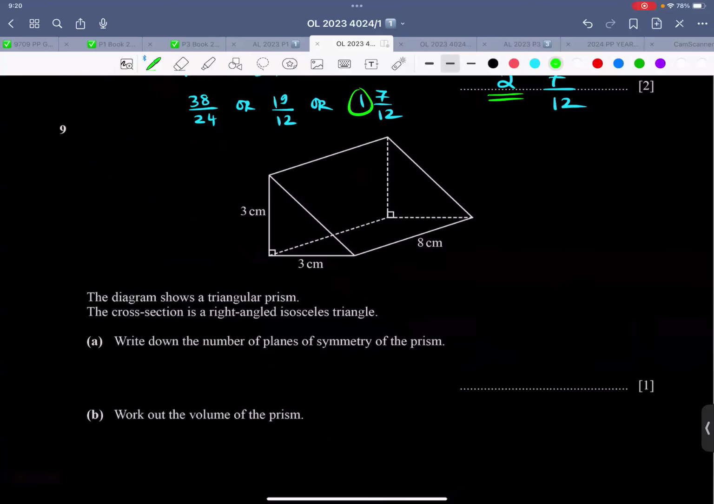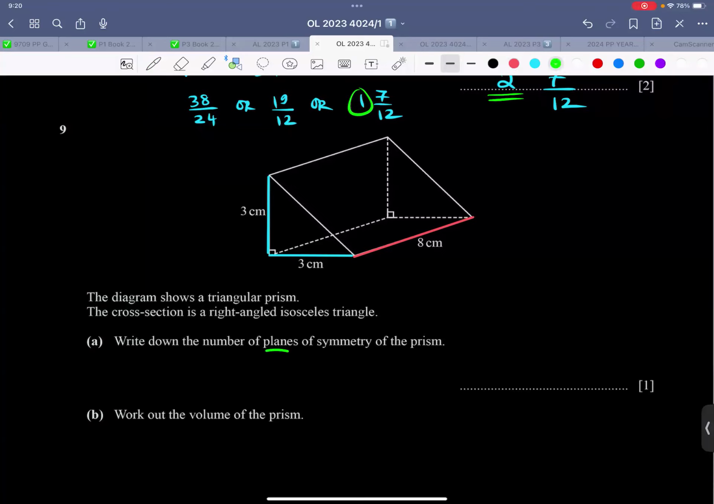Question number 9, it says the diagram shows a triangular prism. So now in this triangular prism, what do we observe? We observe that it's an isosceles triangle. So this is 3 by 3, that is isosceles. And then we have this thing as 8. And it says, write down the number of planes of symmetry.